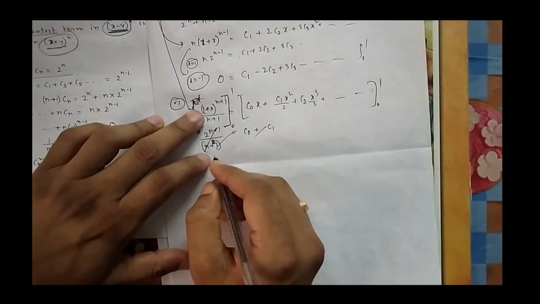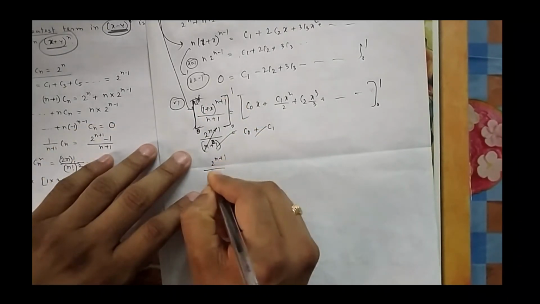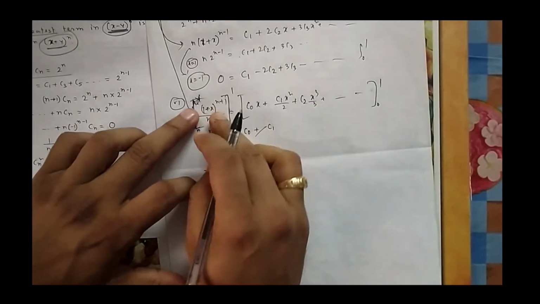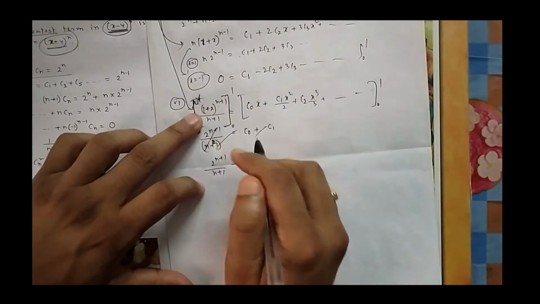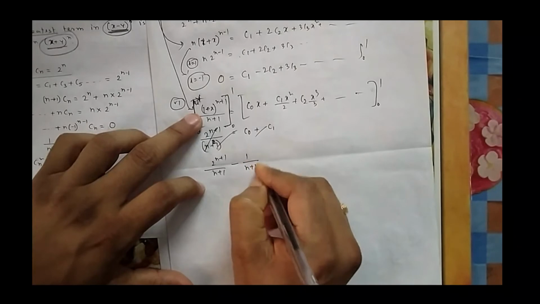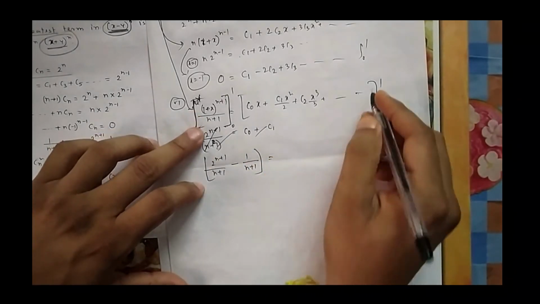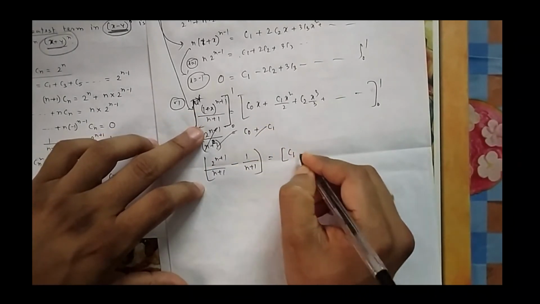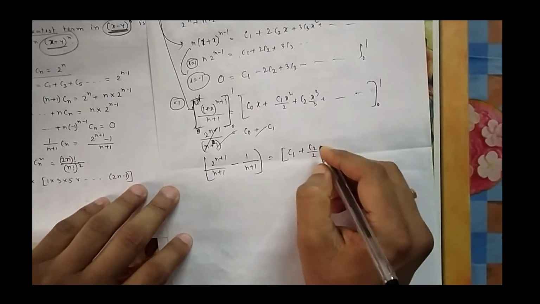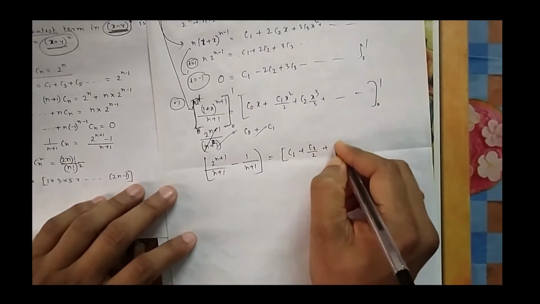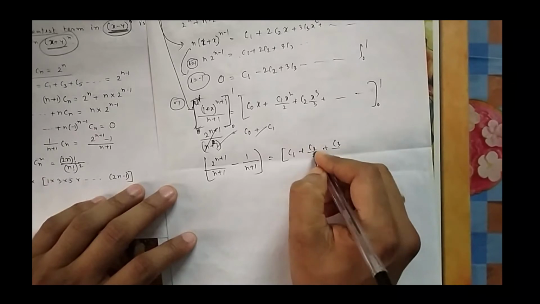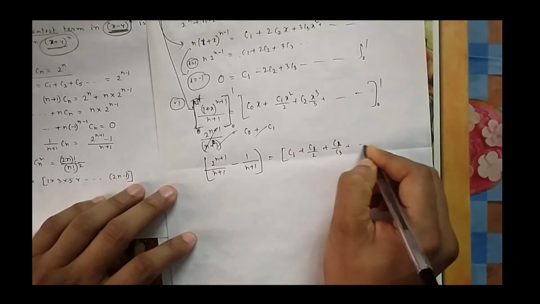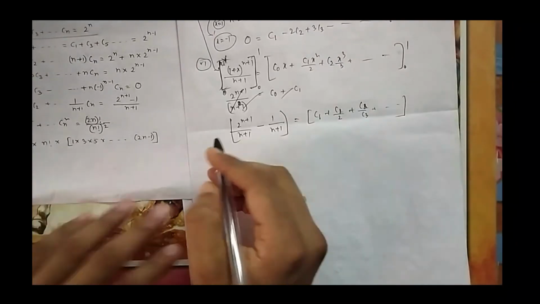So if you put the upper limit, it will be 2 to the power n plus 1 by n plus 1. Means instead of x, you put 1, and for the lower limit you put 0, so it will be 1 by n plus 1. So here if you put the upper limit, it will be C0, then C1 by 2, C2 by 3, and so on. So you will get the answer. So this is the sixth one, and then the last one.